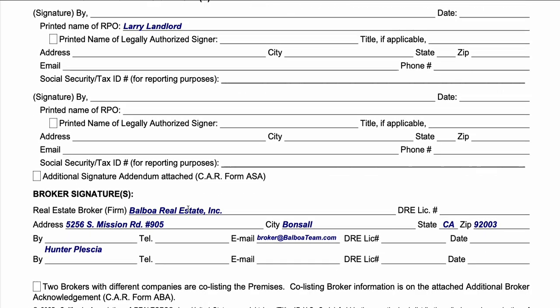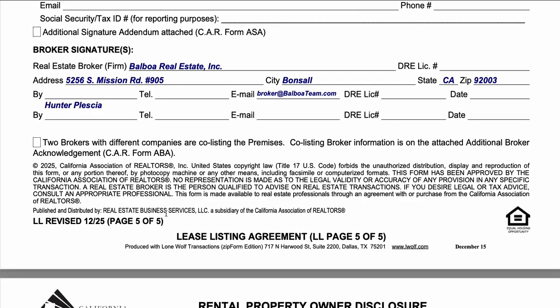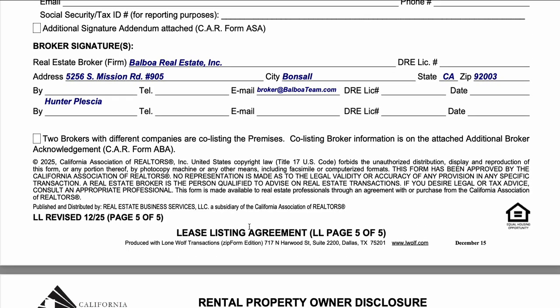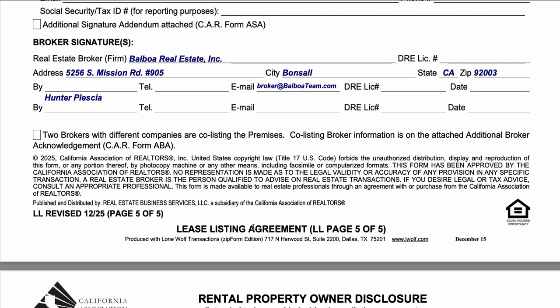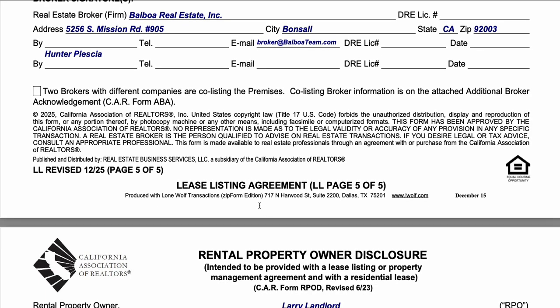And we're basically done with the lease listing itself, broker signature down here, that whole section. Page 5 of 5. So of the 14 pages of this bundle, 5 is allocated to the lease listing agreement. Isn't that sad? Isn't it sad that they give us a 14-page bundle on a 5-page? And by the way, this lease listing agreement shouldn't be more than 3 or 4 pages at the absolute most.